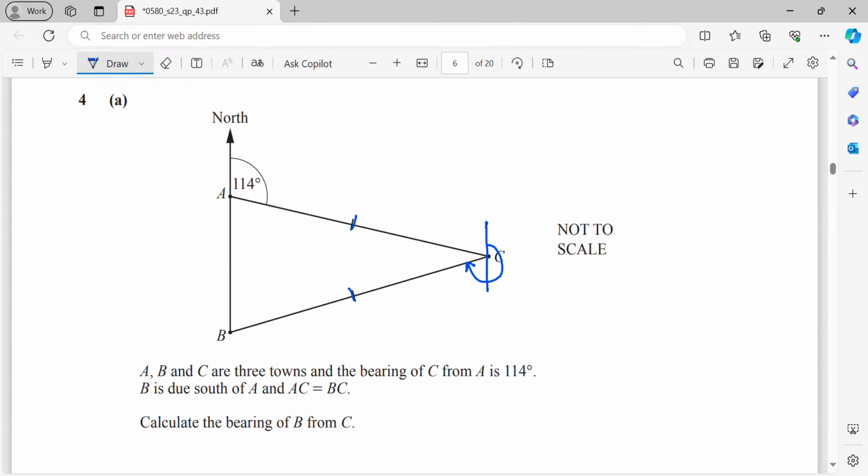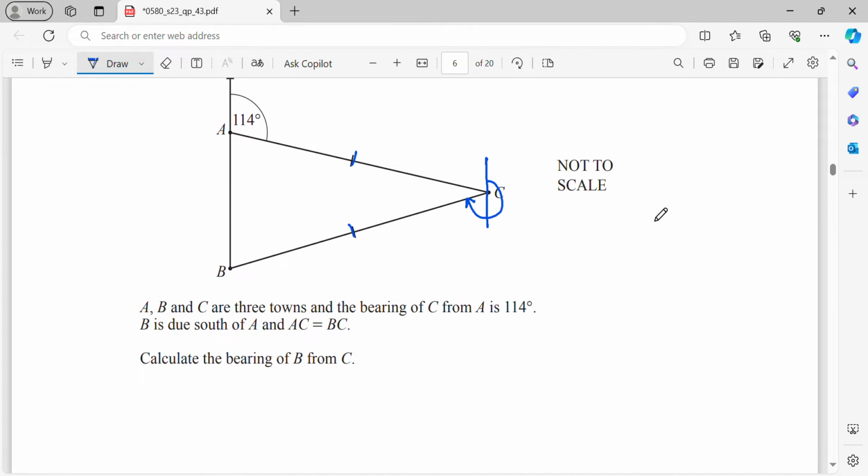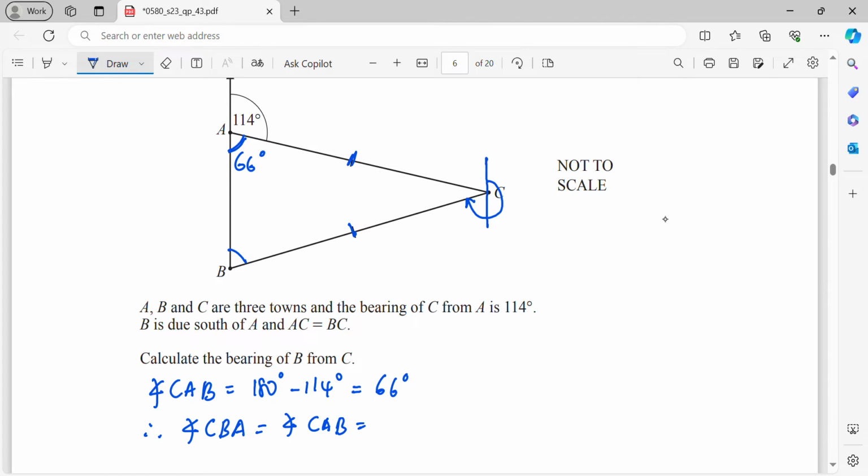Now, first of all, I need to find out what my angle is here, because they are equal length. Equal length means that both angles are the same. So I will write angle CAB equals 180, because it is a straight line, 180 degrees minus 114 degrees. Then this is going to be 66. So angle CBA is the same as angle CAB, also 66.